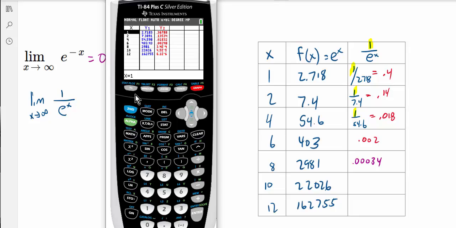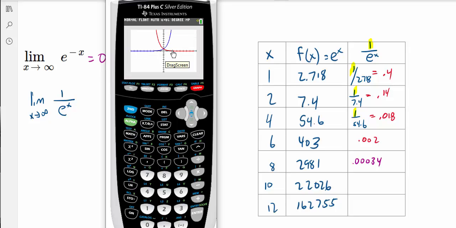You can see the graph by pressing graph. You see that on the red graph, if you trace to the right, the y values get smaller and smaller and smaller, right? This graph starts up high, around 10, and then gets smaller and smaller, apparently almost reaching the x-axis, which would have a y value of 0.